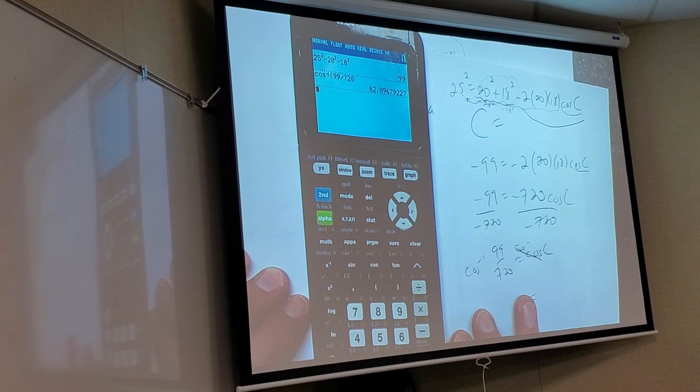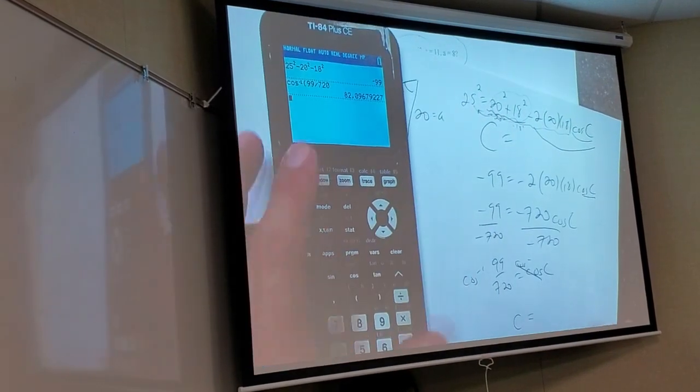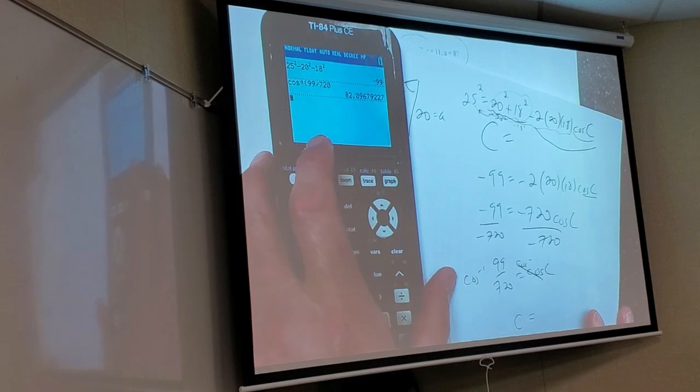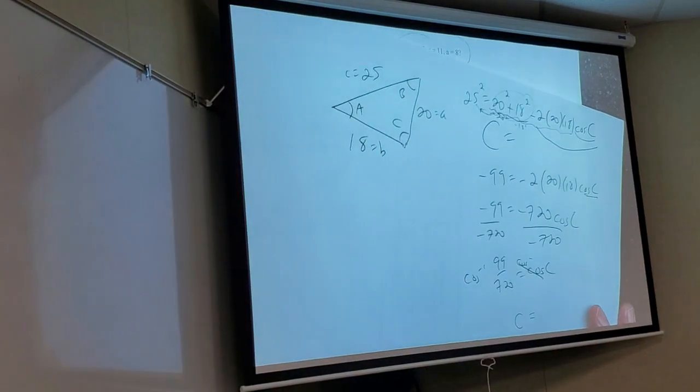How would I know really quickly if I got like 11 degrees? That was wrong, because C is the biggest. So that's one reason why I do that one first, because then I can tell really quickly if it's wrong. 82 degrees very much is possible. That makes sense.